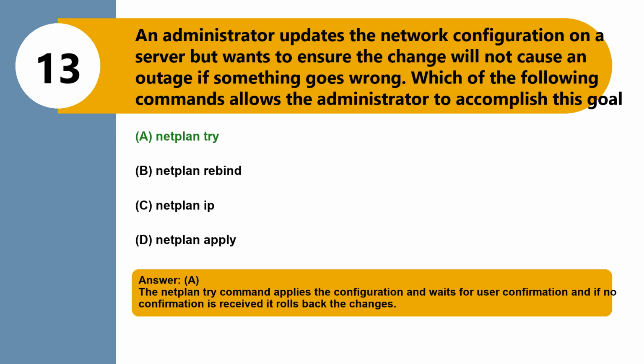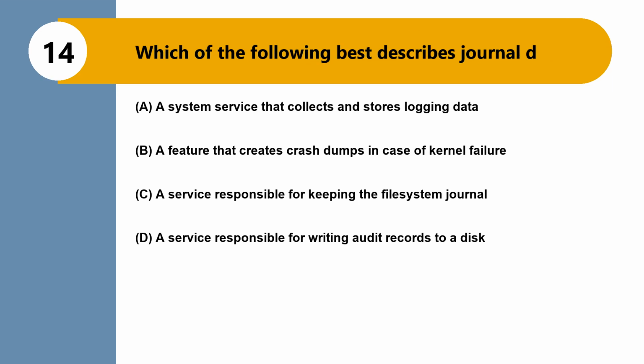The netplan try command applies the configuration and waits for user confirmation, and if no confirmation is received it rolls back the changes. Question 14. Which of the following best describes journald? Option A, a system service that collects and stores logging data. Option B, a feature that creates crash dumps in case of kernel failure. Option C, a service responsible for keeping the file system journal. Option D, a service responsible for writing audit records to a disk.